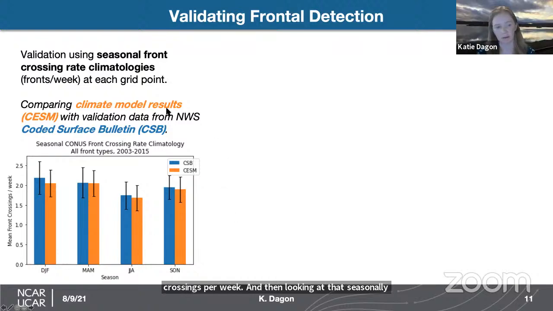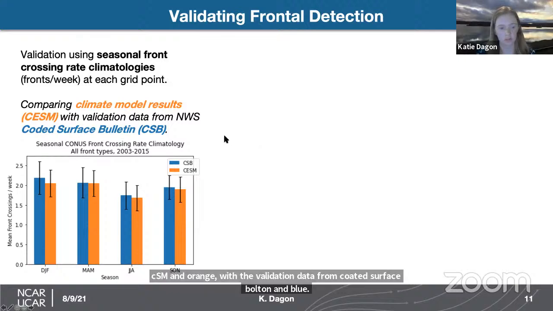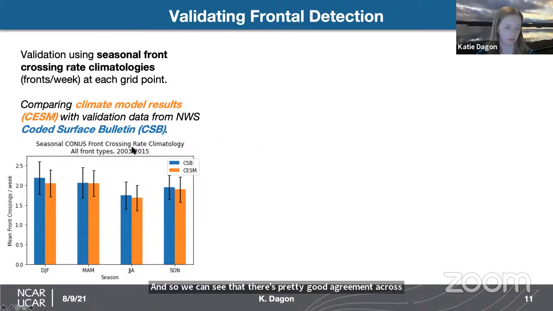And so we're comparing the climate model results from CESM in orange with the validation data from the Coded Surface Bulletin in blue. And we can see that there's pretty good agreement across all of the available years that we had, which was limited by the CSB data set. So pretty good agreement across the different seasons, well within the standard deviations for those two data sets.